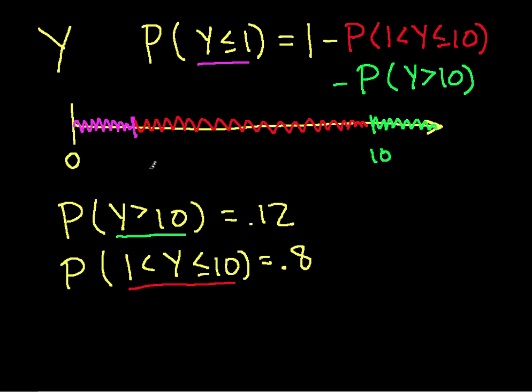Again, what I've done here is express the probability that I'm interested in in terms of the probabilities that I know, and I understand how to apply these probabilities by looking at the regions that the probabilities cover. So this is an example of how to do probability calculations using a continuous random variable.